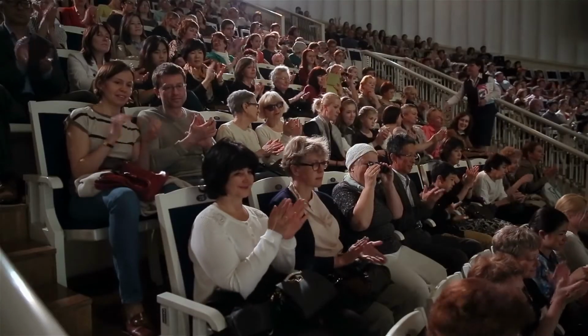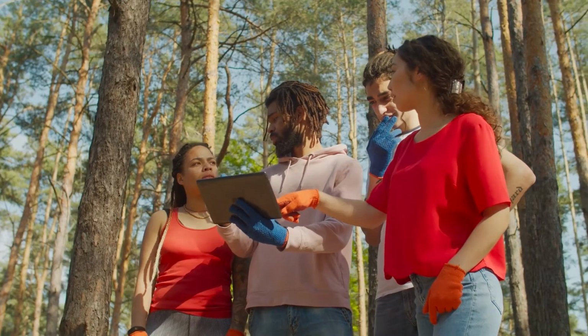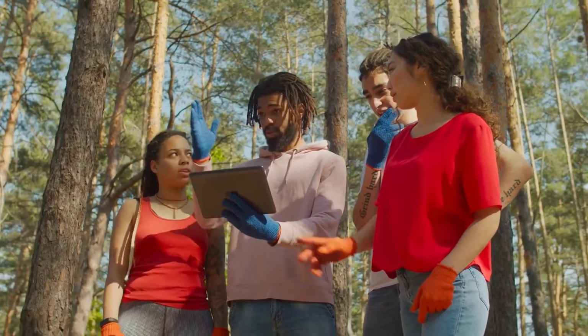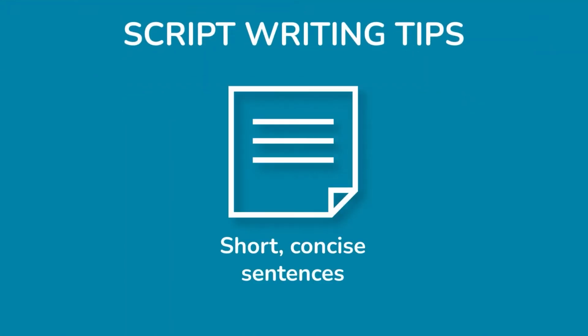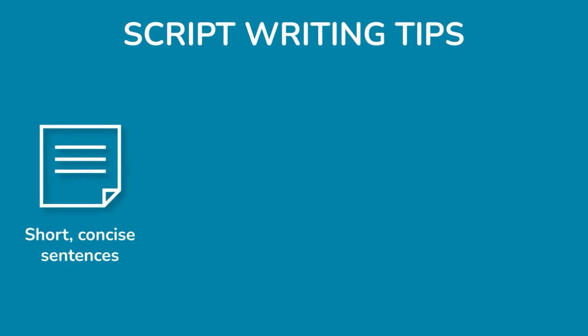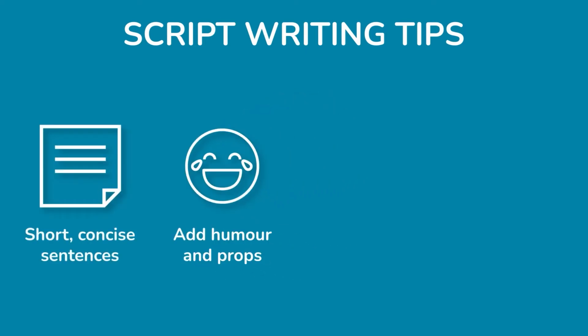But if the video discusses findings from a research project from a local theatre, or looking at best practices around woodland management, then perhaps a script will help. Our top tips for easy script writing are as follows. Use short, concise sentences and not block text. That will make everything easier to read out. Insert humour if you think it's appropriate, and consider using props too. If, for example, you're talking about the history of a local rugby club, maybe bring in a rugby ball.